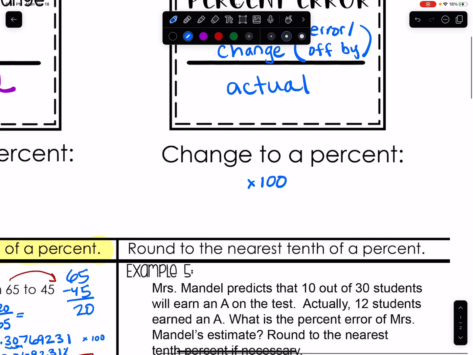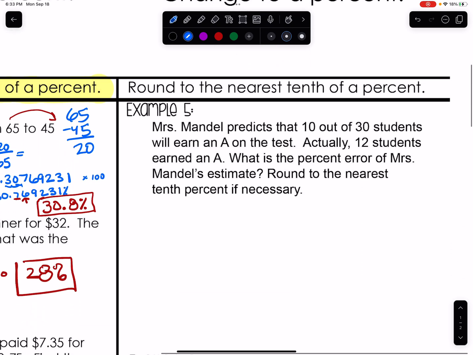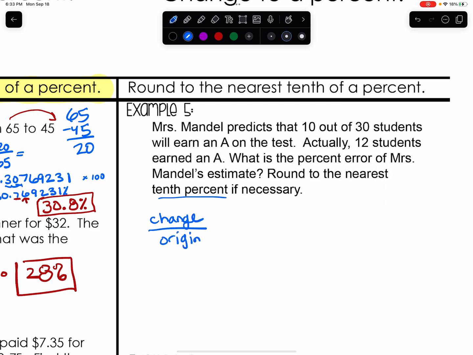All right, let's try one. Mrs. Mandel predicts that 10 out of 30 students will earn an A on the test, but actually 12 students earn an A. What is the percent error of Mrs. Mandel's estimate? Round to the nearest tenth of a percent again. So we want to know the change, or like the error, or what I was off by, and divided by the original. So let's see. I guessed that 10 were going to get an A, but actually 12 did. So I was off by 2. That goes in the numerator.